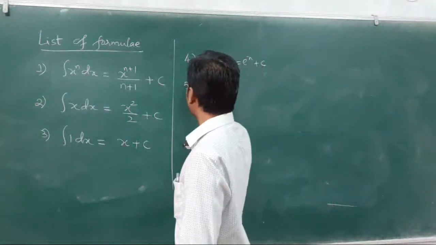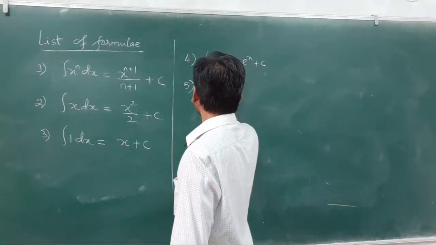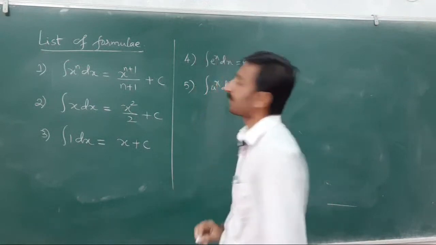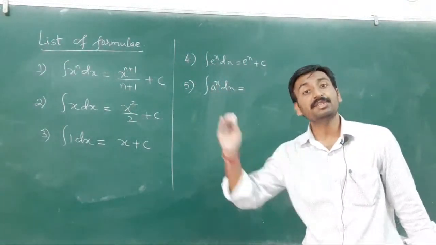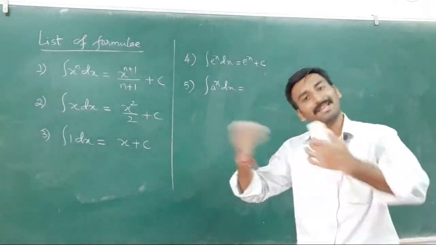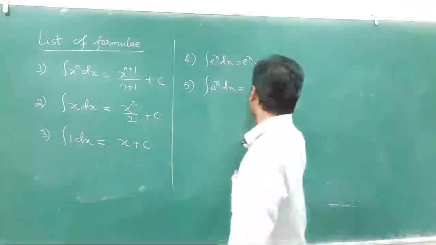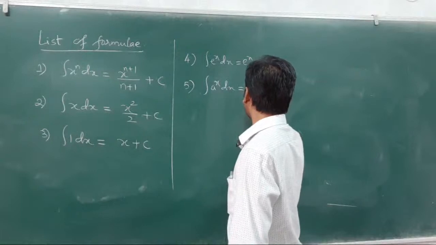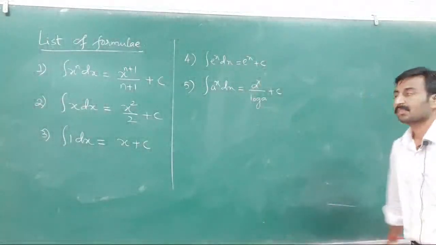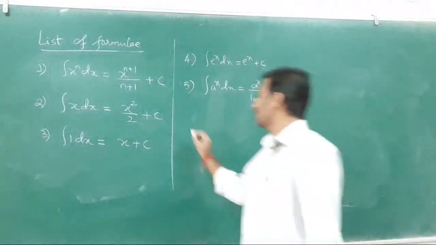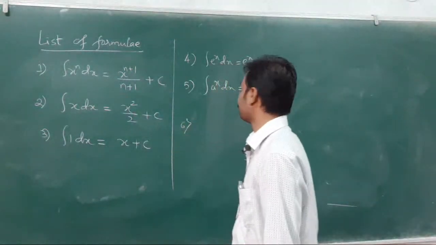The next one, fifth: integration of a raised to x dx. You know well that the derivative of a raised to x is a raised to x into log a. Here it is reversed, so we divide by log a. It is a raised to x divided by log a, plus c. Correct?